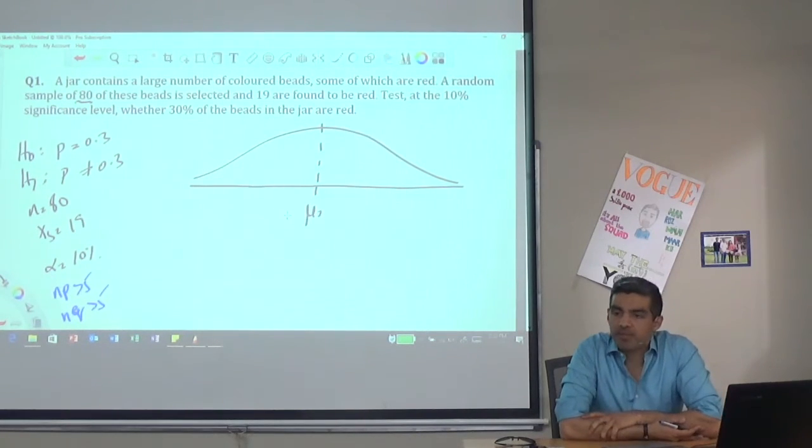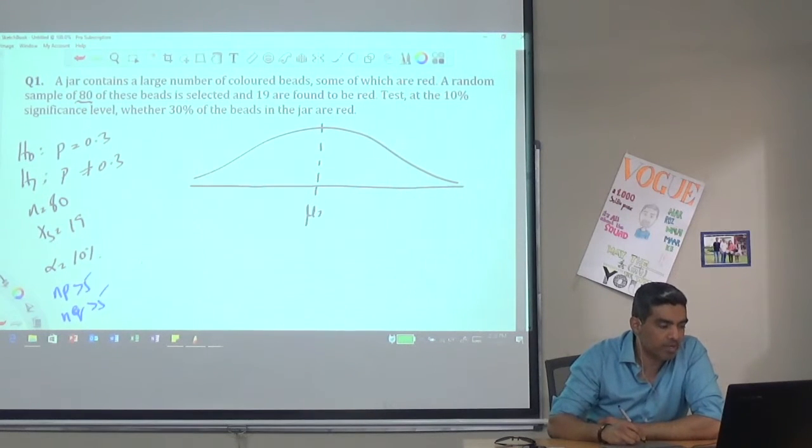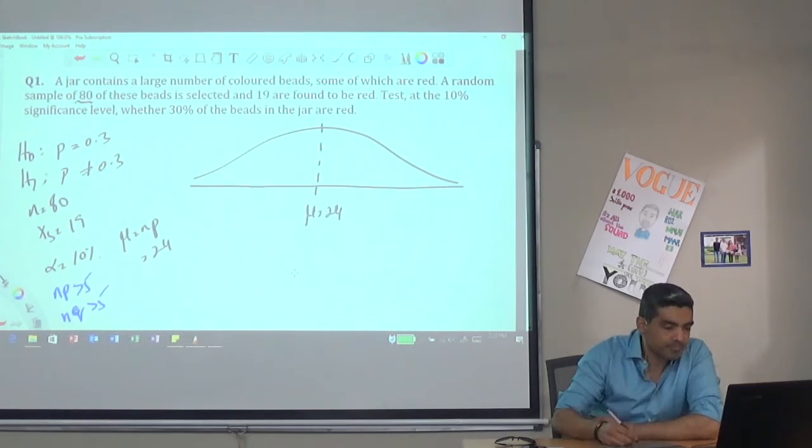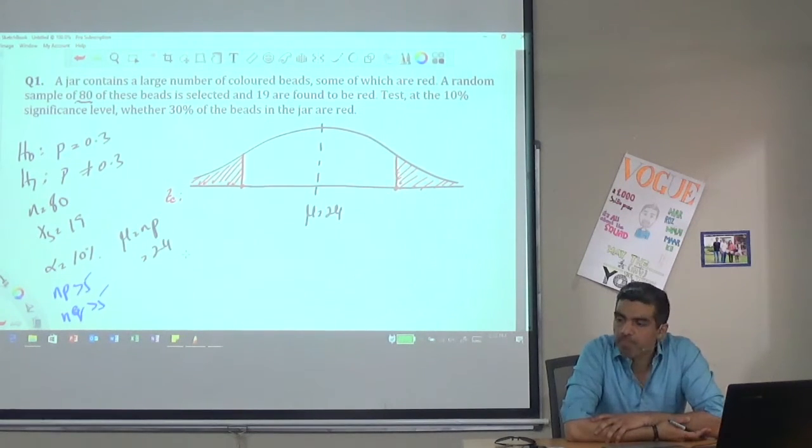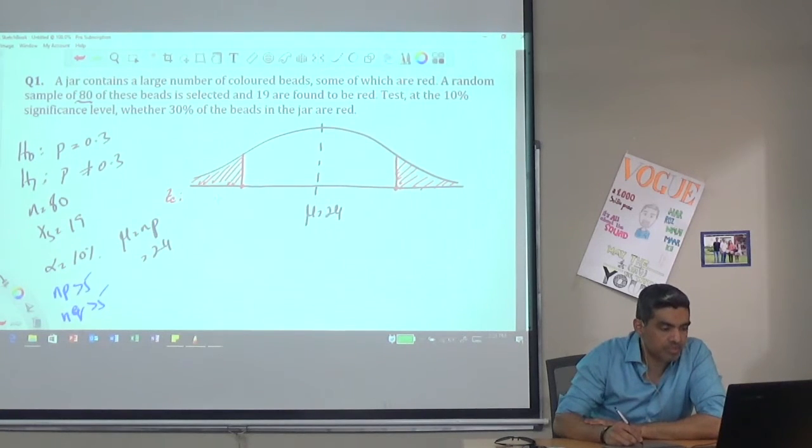Now, what would be the mean? The mean would be the mean of the binomial random variable. How do we calculate the mean of the binomial random variable? Yes, mean is NP, which I believe is 24. Okay, so the mean is 24. It's a two-tailed test, you have rejection region on either side. Can anyone give me the Z critical? 1.645 and minus 1.645?